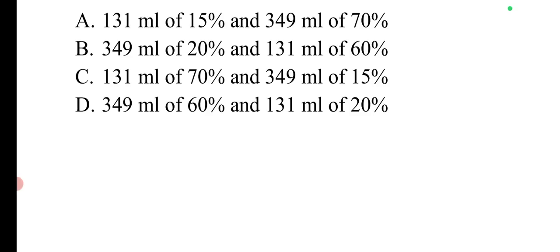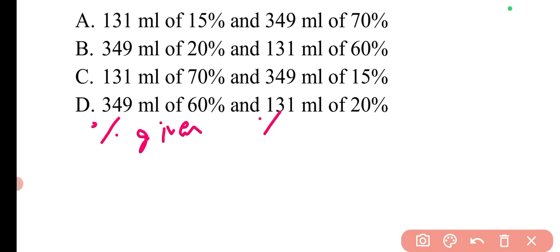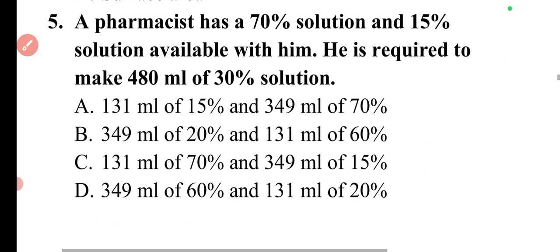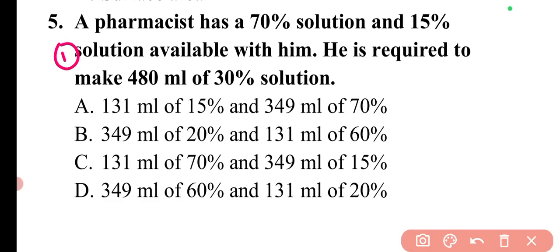So I'll simply have a space. Here we can make roughly 3 columns. First one is percentage given, second one is percentage required, and the third one is parts of individual quantities. We need to check the question also. Here first I will write the percentage given, in the center the percentage required, and in the third column the parts of individual.